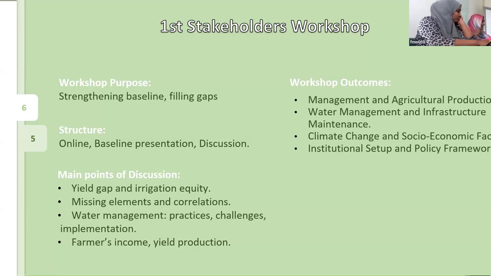The workshop's main points of discussion were the reasons behind the increased gap between the actual wheat yield and the potential yield, reasons behind inequity in irrigation water distribution, missing correlation between biophysical elements, data gap in the biophysical assessment, effects of farmers' financial instability on yield production, and also the effect of informal practices on on-farm water management. Current challenges in water management were also discussed, and the improvement of implementation of water management laws.